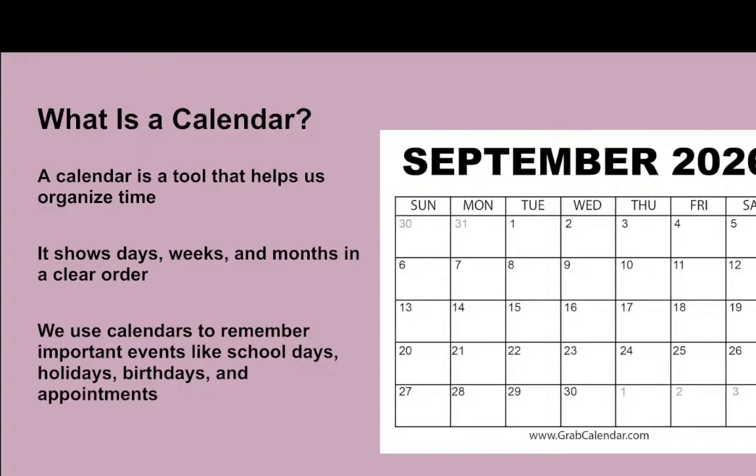So let's say someone's birthday is September 16th. What day is it on the calendar? Is it Monday, Tuesday, Wednesday, Thursday, Friday, Saturday, or Sunday? If it was September 16th in 2026, it would be Wednesday, right? Because if you look at the calendar, it's Wednesday. So, similar to that, we use it to remember important events.